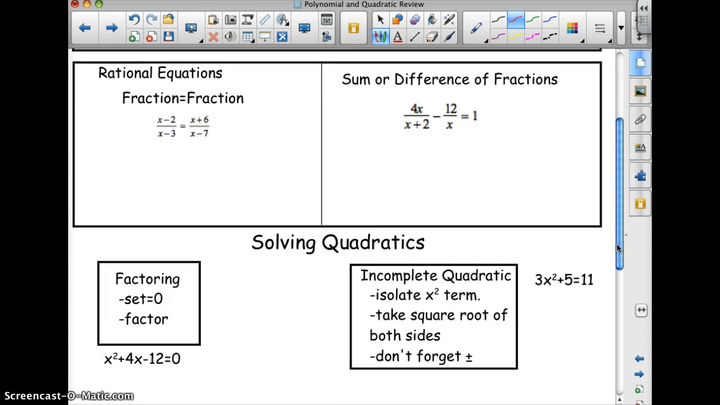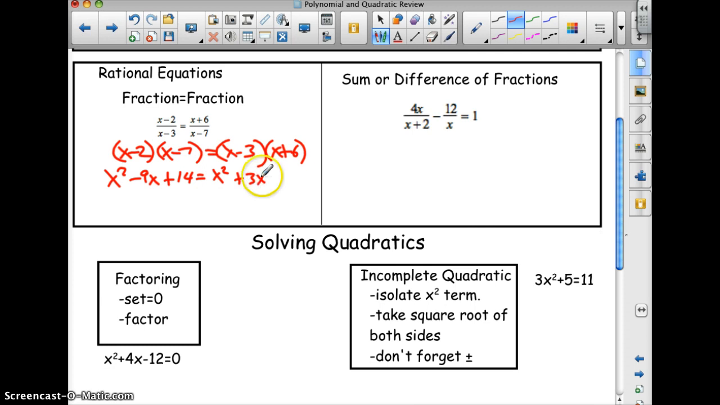Rational equations. When I have a fraction equal to a fraction, what I'm going to do here is cross multiply. X minus 2 times x minus 7. I'm going to FOIL that. X squared minus 9x plus 14. Okay, good. This other side, I get x minus 3 times x plus 6, right? And when I FOIL that, I get x squared plus 3x minus 18.